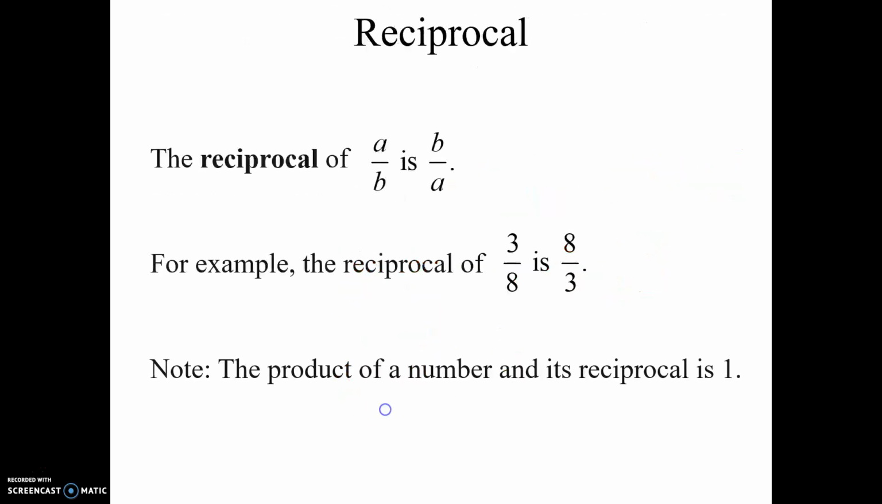Let's talk about the reciprocal. The reciprocal of a over b is b over a. For example, the reciprocal of 3/8 is 8/3. Let's take a number like 6. If a number is an integer and does not have a denominator, we can always write that as 6/1. So the reciprocal of 6/1 would just be 1/6.